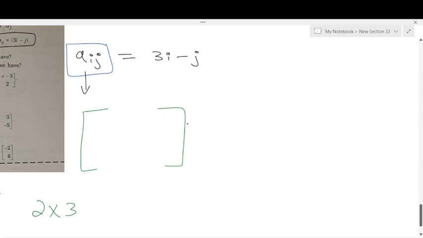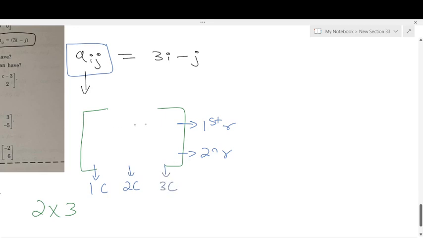That's it, just 2 by 3. 2 rows, 3 columns. So, first row, second row. How many columns, Naomi? So, what should I write here? 1C here, 2C and 3C. That's it.